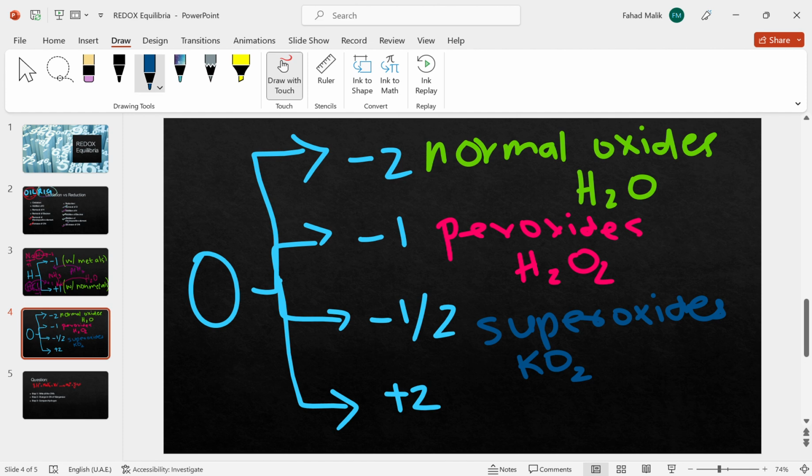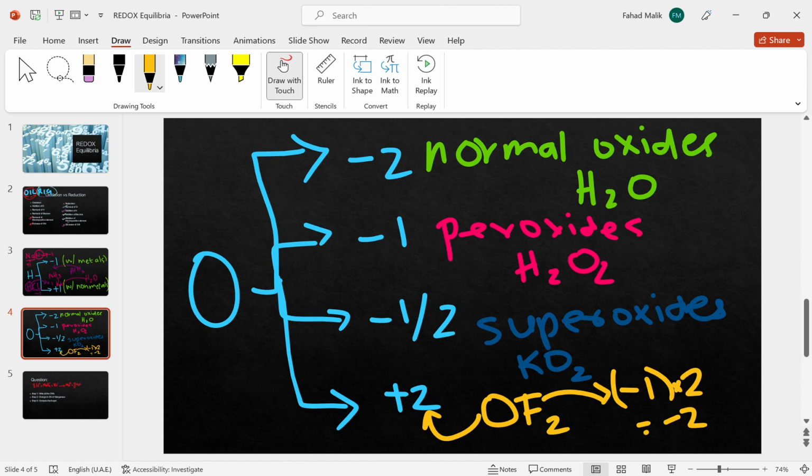Now the strange one. You have OF2, oxygen difluoride. Here fluorine is more electronegative than oxygen. More electronegative usually gets the negative sign, right? So fluorine will get your negative sign. One fluoride is -1, there are two of them, so 2 into -1 gives you -2. So oxygen will be +2. I hope that makes sense.